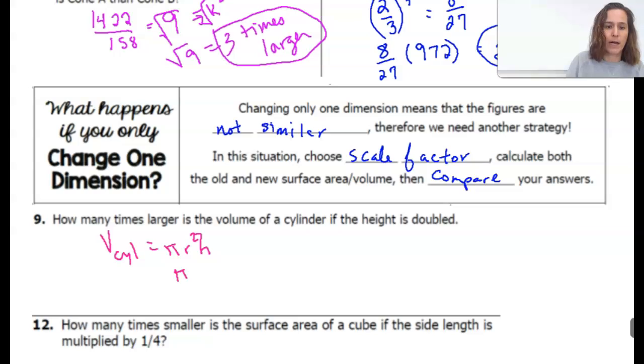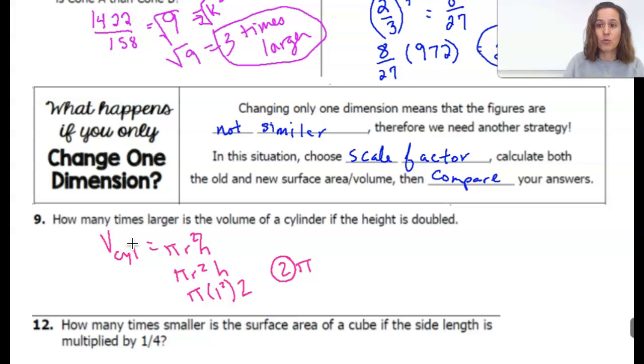So then if I plug in pi r squared times 2, and let's say the radius is 1, pi times 1 squared times, let's say, the height of 2. Well, when I do that, it would be 2 times pi. So that means when you double the height, it's really 2 times larger than the original volume. The other thing that you want to think about is when you are changing the height only, it's going to be equal to the scale factor of what you are changing it to.